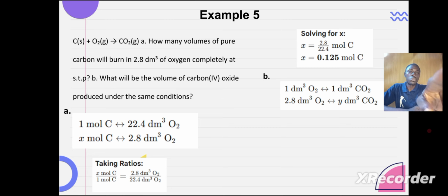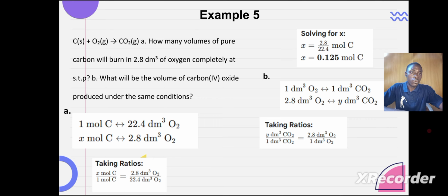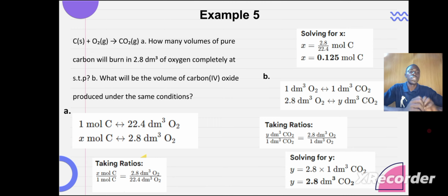So here from the equation we can see that one volume of oxygen is equivalent to 1 volume of carbon dioxide. So 1 dm cube of oxygen is equivalent to 1 dm cube of carbon dioxide. And then if oxygen is 2.8 dm cube, then it's equivalent to y dm cube of carbon dioxide. So once you solve by taking ratios, y over 1 for carbon dioxide is equal to 1 over 2.8 for oxygen. You would have that the volume of carbon dioxide that will be produced in this equation will be 2.8 dm cube as well.